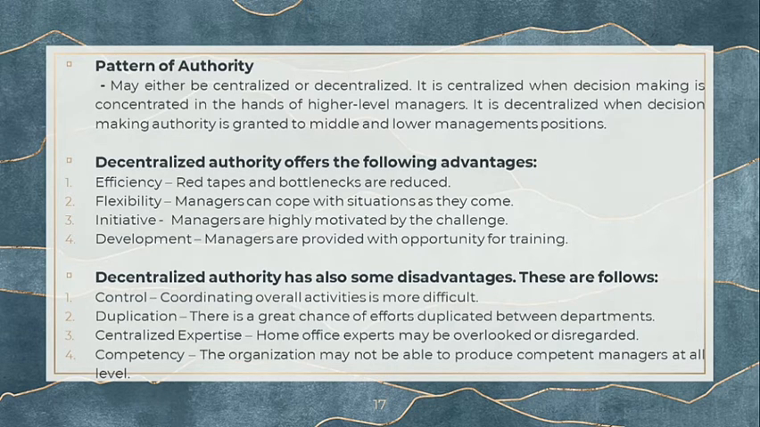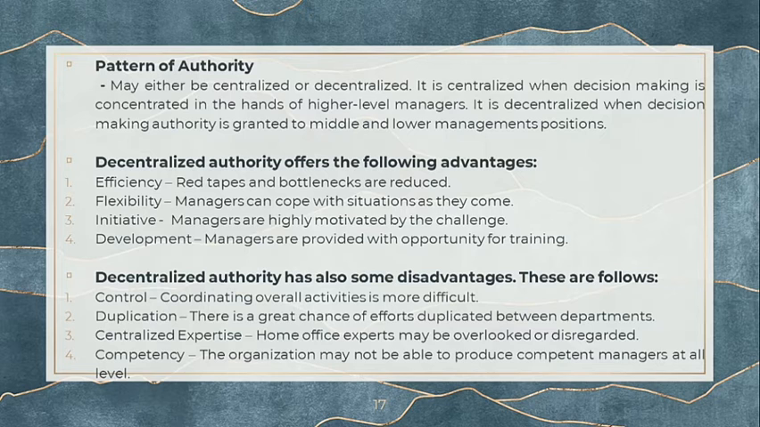Next one is pattern of authority. Pattern of authority may either be centralized or decentralized. It is centralized when decision making is concentrated in the hands of higher level managers. It is decentralized when decision making authority is granted to middle and lower management positions. An example of pattern of authority is the government official. Government official is prevalent all over the world.